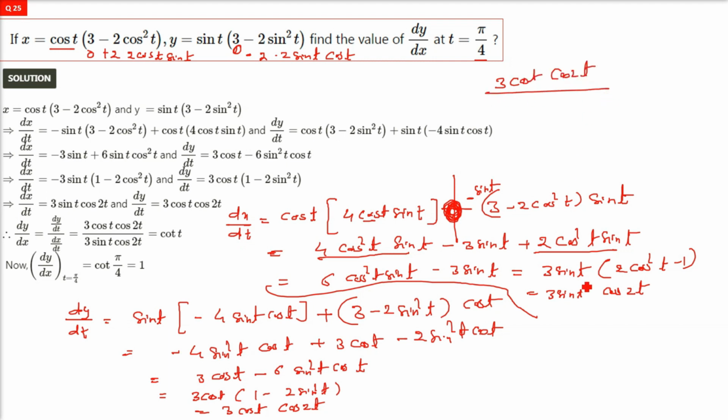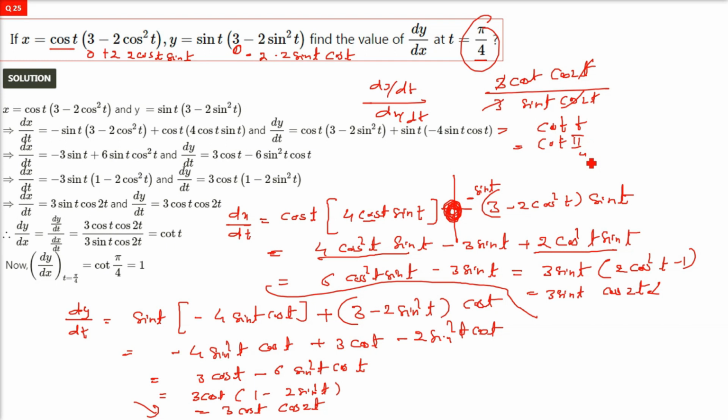And from here I have taken dy by dt, now dx by dt. Let us write. It is going to be 3 sin t cos 2t. So this gets cancelled, 3 cos 2t, and we get cos t by sin t, that is cot t. It is to be found out at pi by 4. It is 45 degrees, cot 45 degrees. They both are 1.